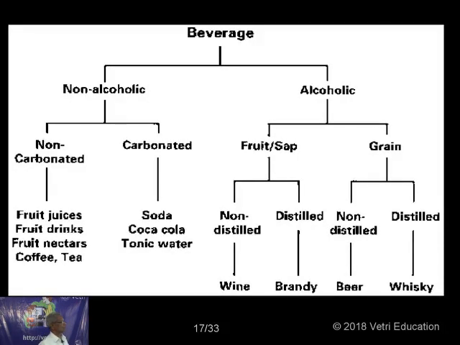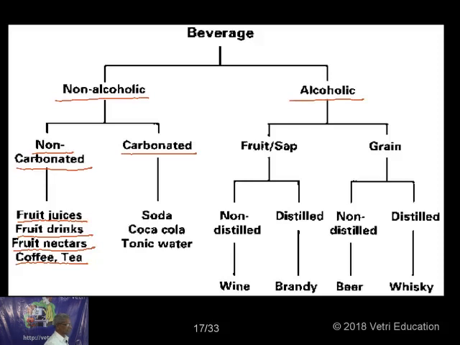So see, in beverages alone, how many beverages are there? This is broadly classified into non-alcoholic and alcoholic beverages, a broad classification. The non-alcoholic beverages are once again non-carbonated and carbonated. In that category you get fruit juices, fruit drinks, and then fruit nectars, coffee, tea, etc. They are all coming under this category. So they are less harmful, they are not intoxicating, they don't work on your brain, and very rarely you become addicted to it, that's all.